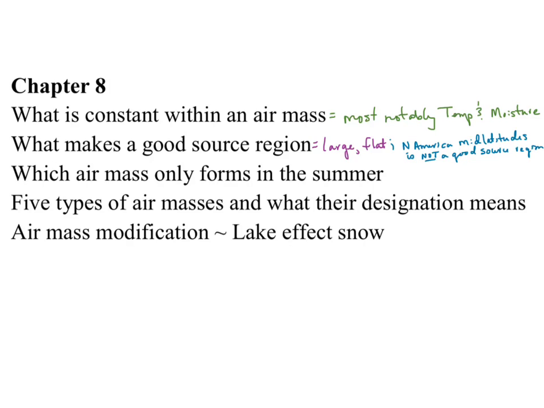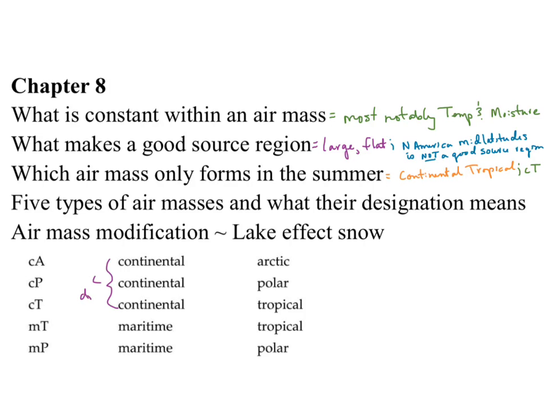Notice that, and I think this is on your test, what does not make a good source region in general is the middle of the United States. Not a good source region. So which air mass only forms in the summertime? That was the one over our southwest, the continental tropical air mass, only in the summertime.